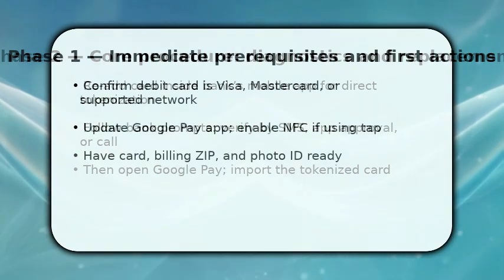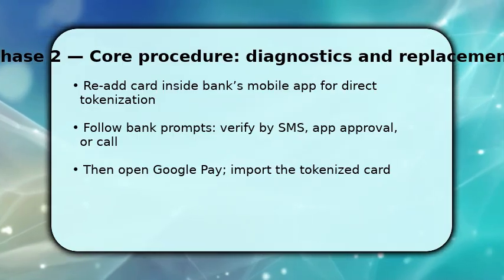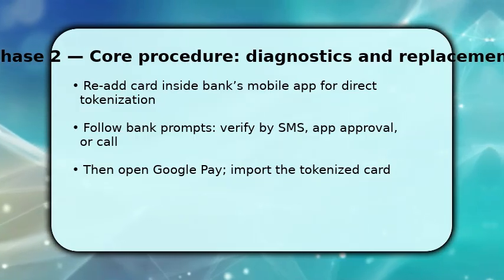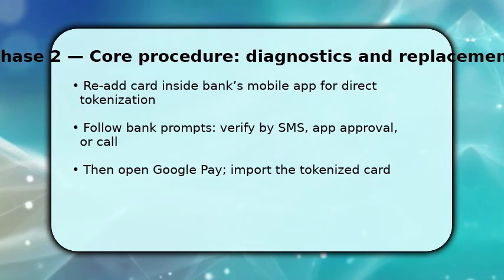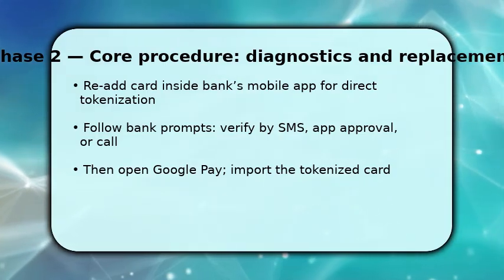Let the issuing bank tokenize the card first. Open your bank's app, add the same debit card under digital wallet or card controls, and complete any verification, SMS code, biometric confirm, or a quick call. The bank will generate a secure token.